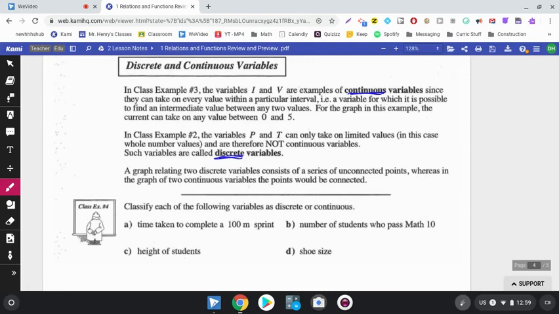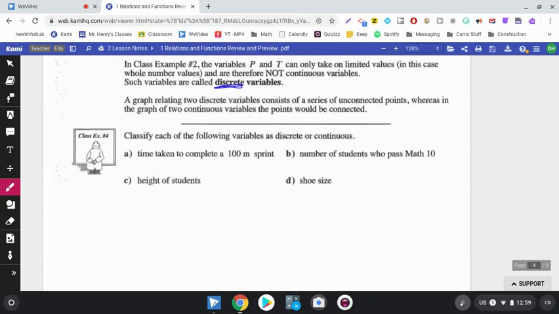All right. So let's look at a couple examples and see if they're discrete or continuous. The time taken to complete a 100-meter sprint. Really, the key thing there is time. Time is continuous. I can have minutes, seconds, milliseconds, nanoseconds, on and on and on to be as precise as possible for how long it took them to finish that.